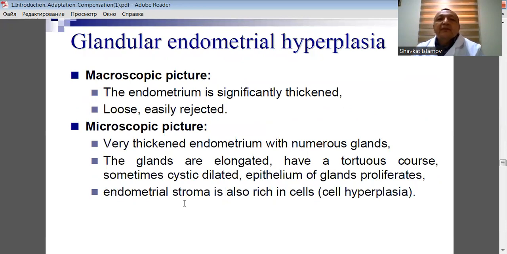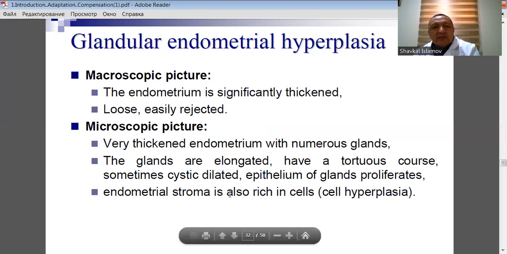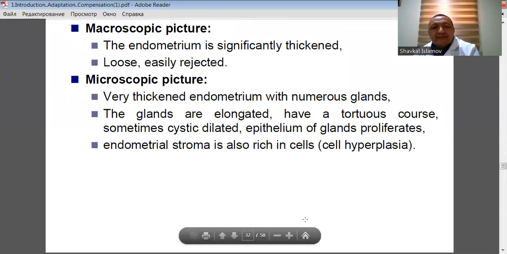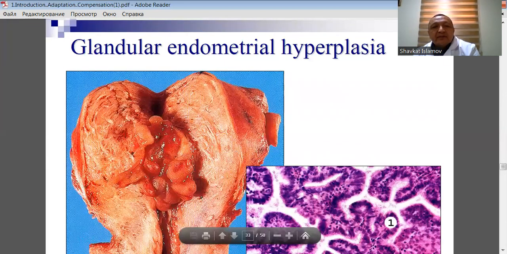Glandular endometrial hyperplasia. Macroscopic picture: the endometrium is significantly thickened, loose, easily rejected. Microscopic picture: a thickened endometrium with numerous glands. The glands are elongated and have a tortuous course. Sometimes the ciliated epithelium of the gland proliferates. Endometrial stroma is also rich in cells. Glandular endometrial hyperplasia, macro and micro pictures.